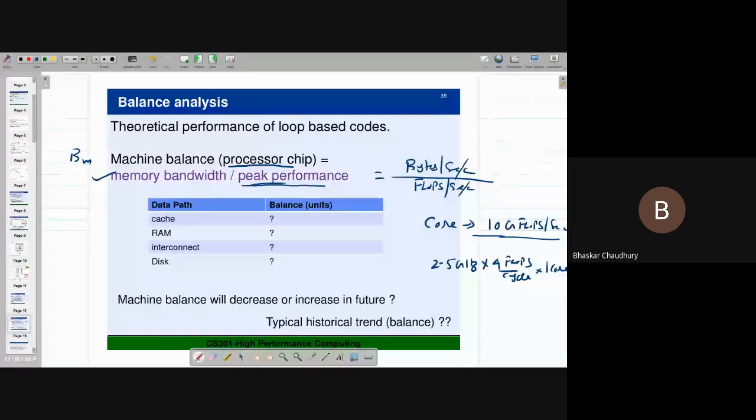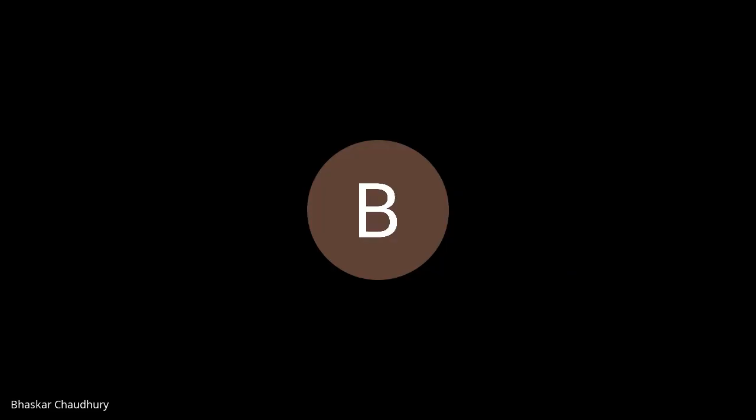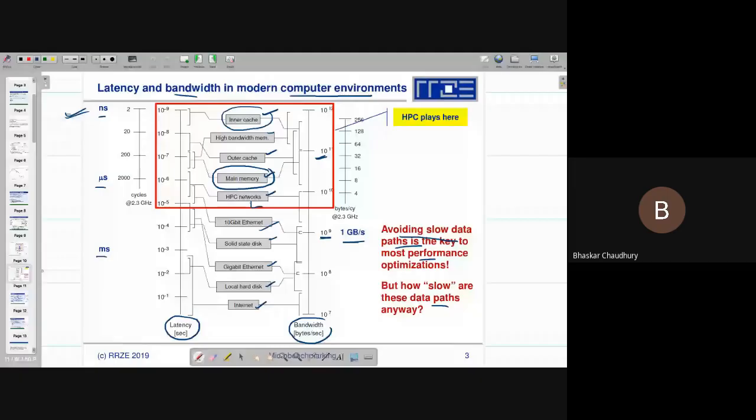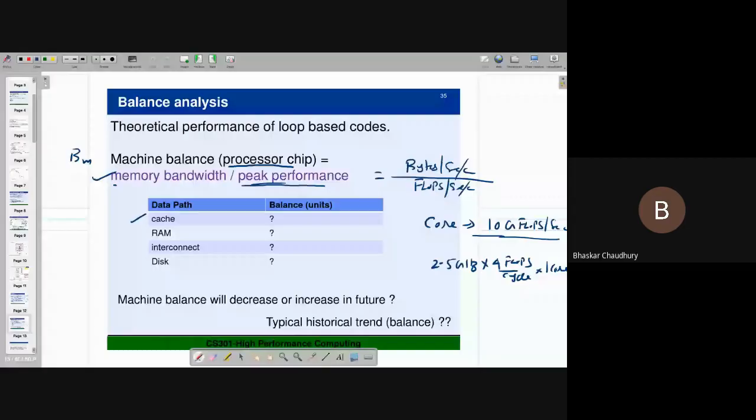The moment I change the data path, let's go back to the picture. What number should I use for, let's say, cache? I'm looking for memory bandwidth, the numerator now. So what typical number should I use if I'm considering cache memory?